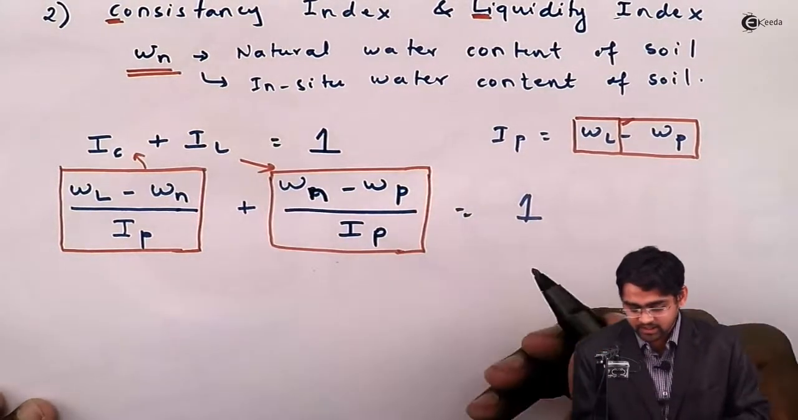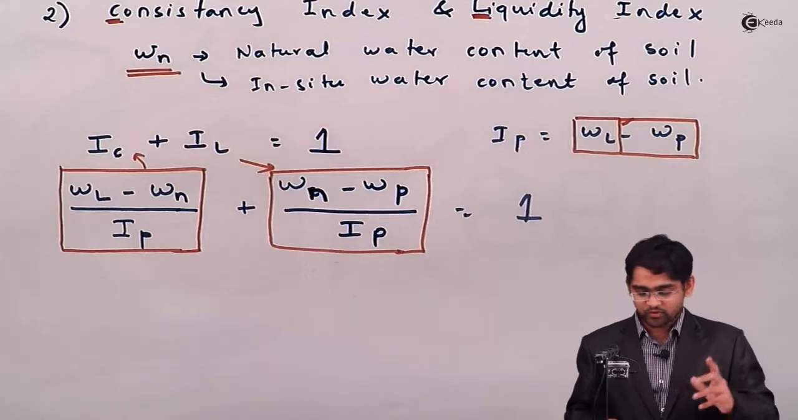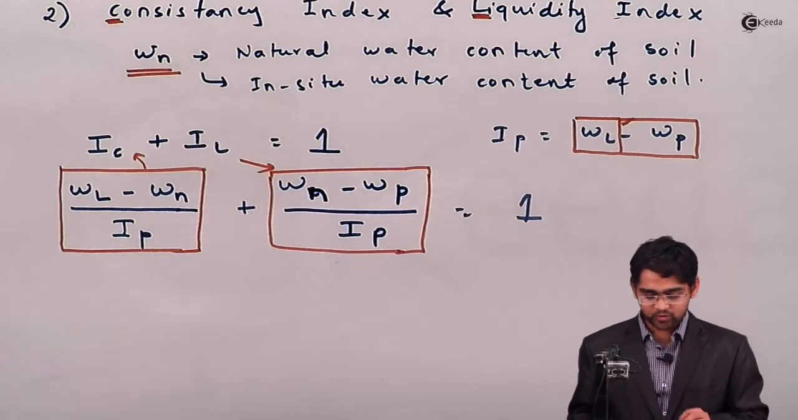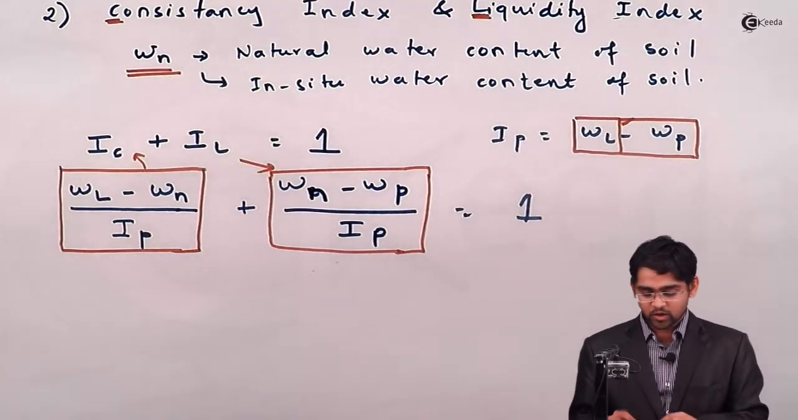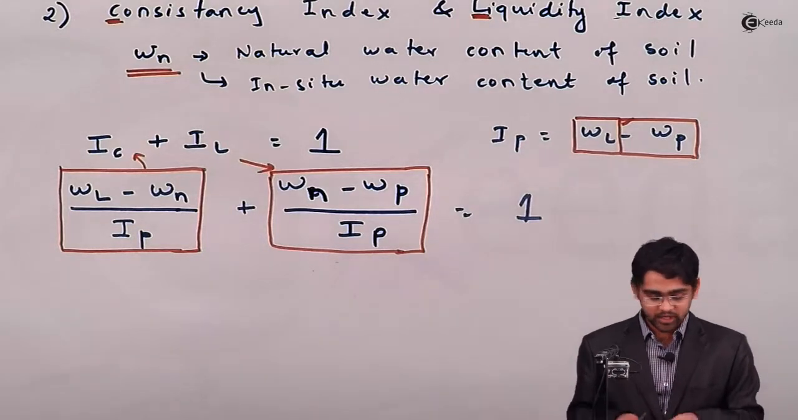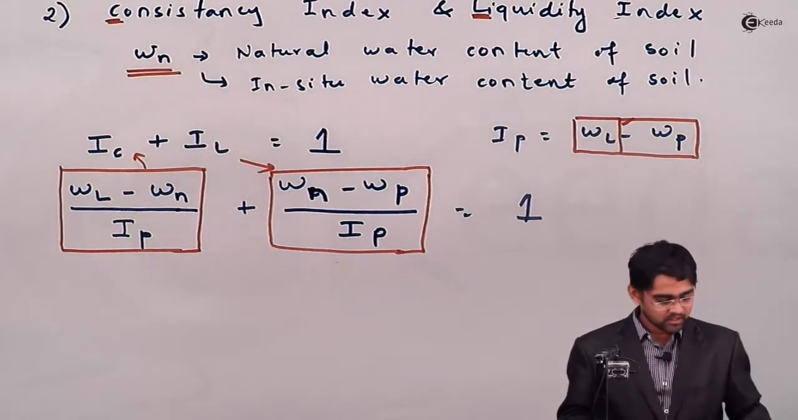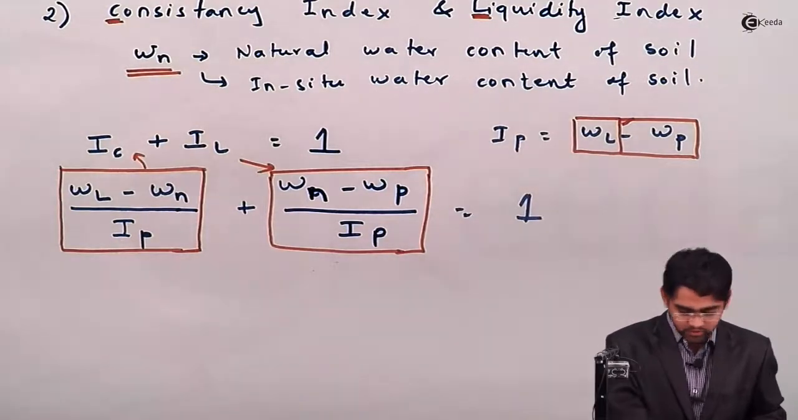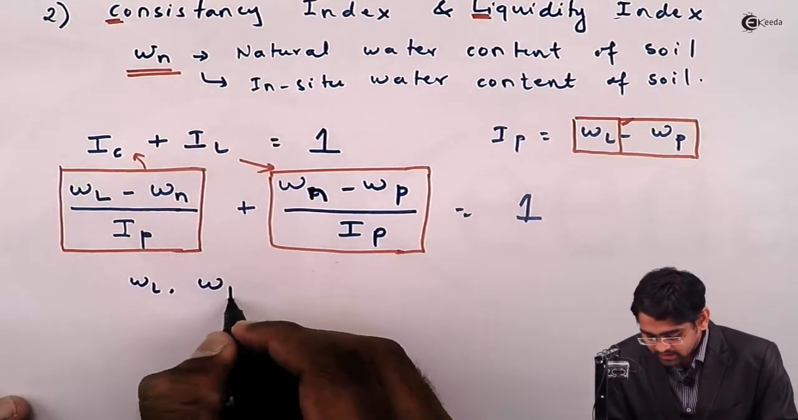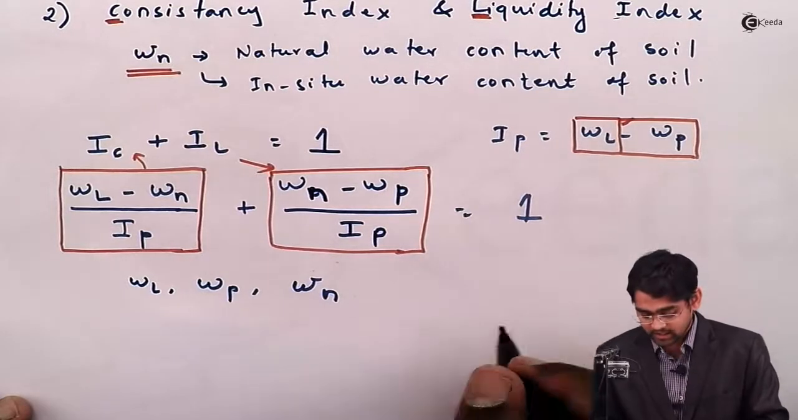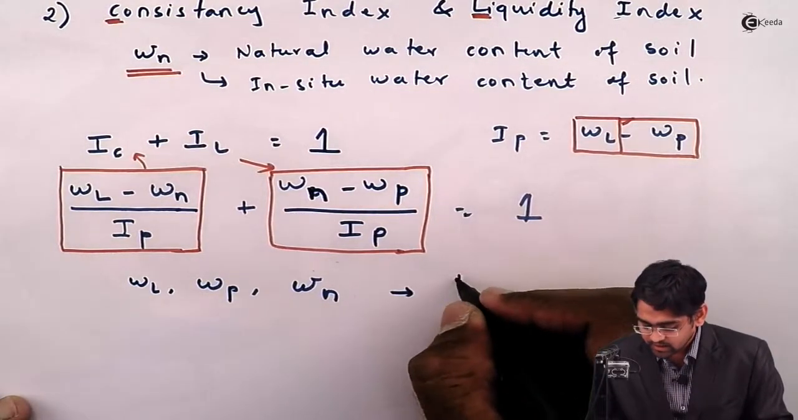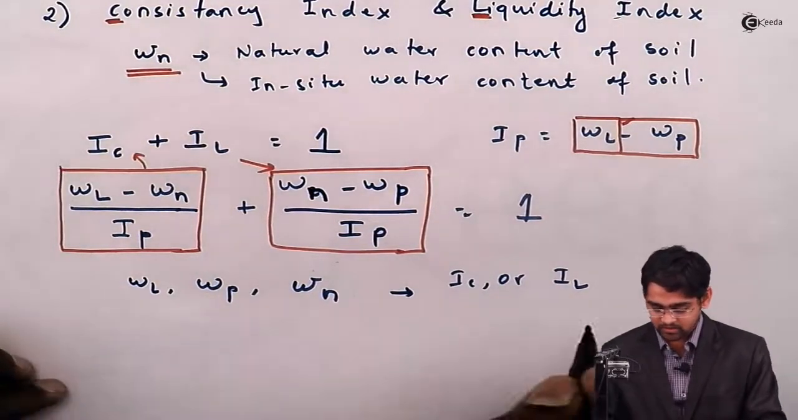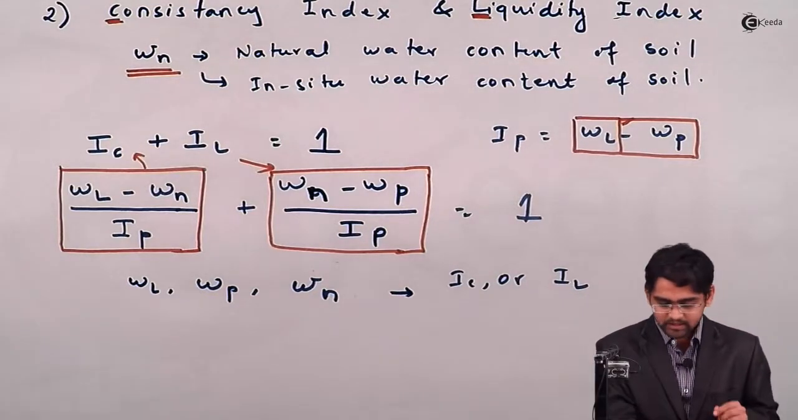In competitive examinations, you have to remember so many formulas. So you must know a trick to remember this formula in a smart way, so that even if you are not thorough with the concept, you are able to solve the problems. In competitive examinations, they may give you the plasticity index, or they may give you liquid limit, plastic limit, and natural water content, and ask you to calculate the consistency index or the liquidity index. So that's how you can remember it. It is a smart way.